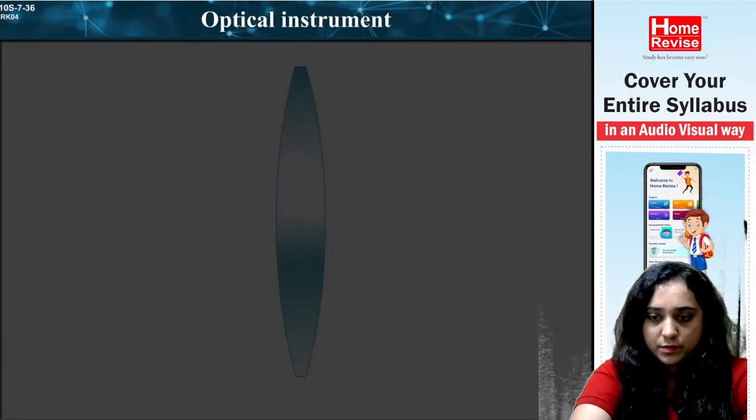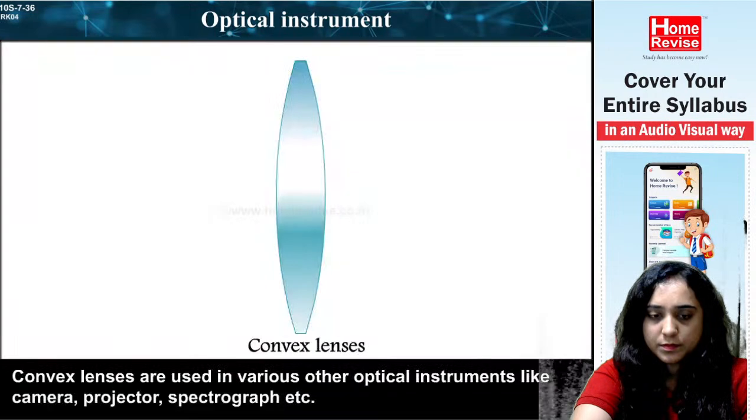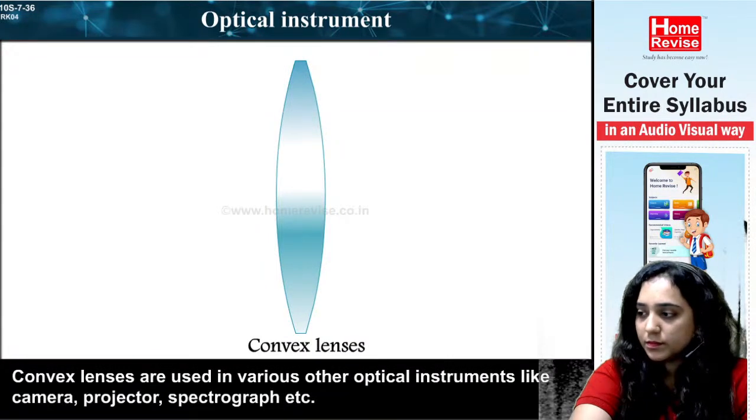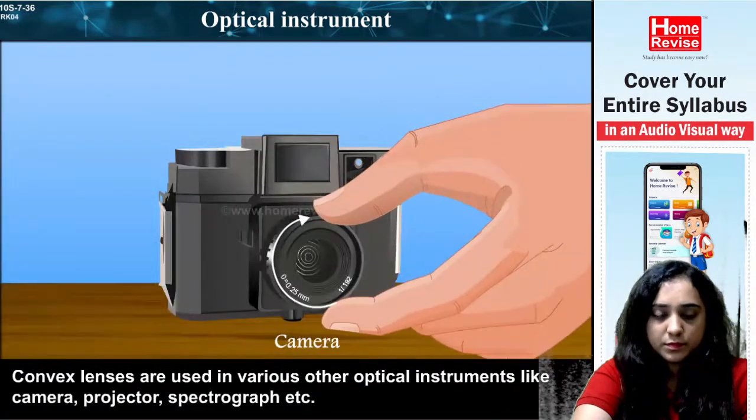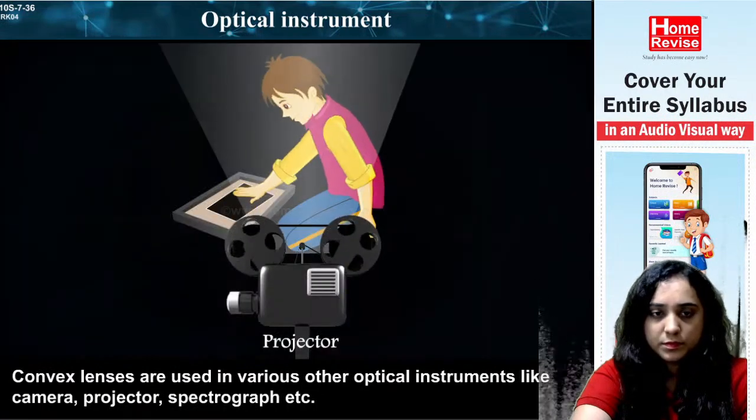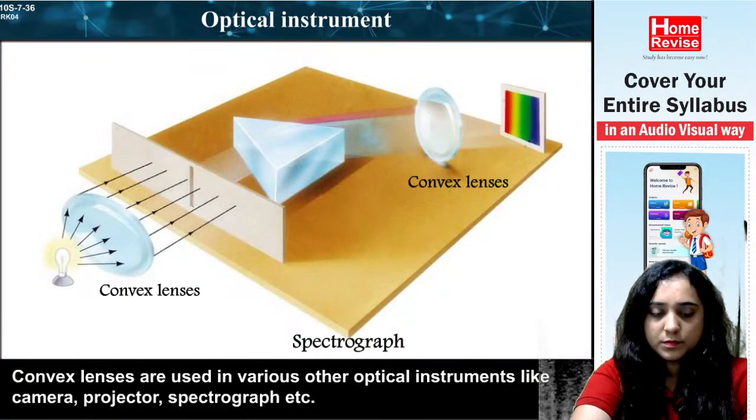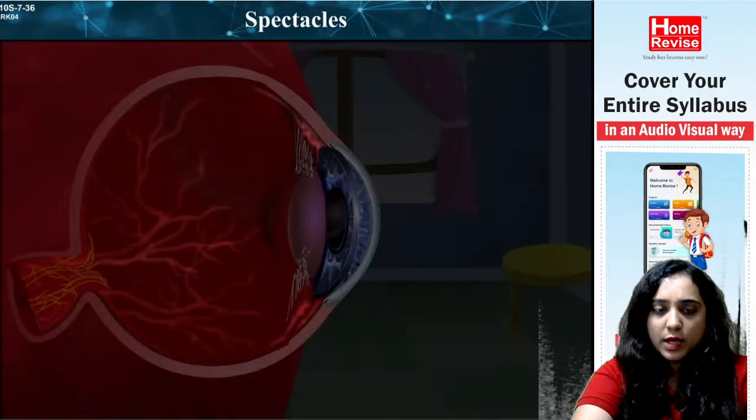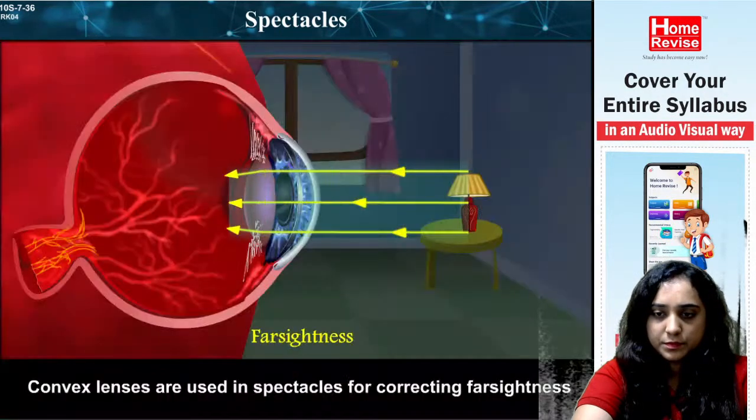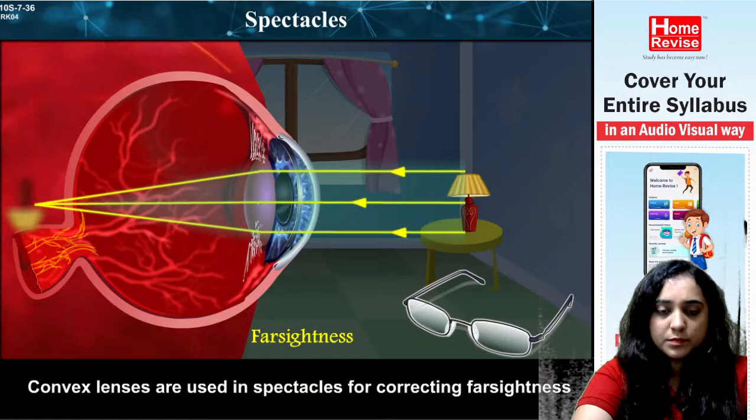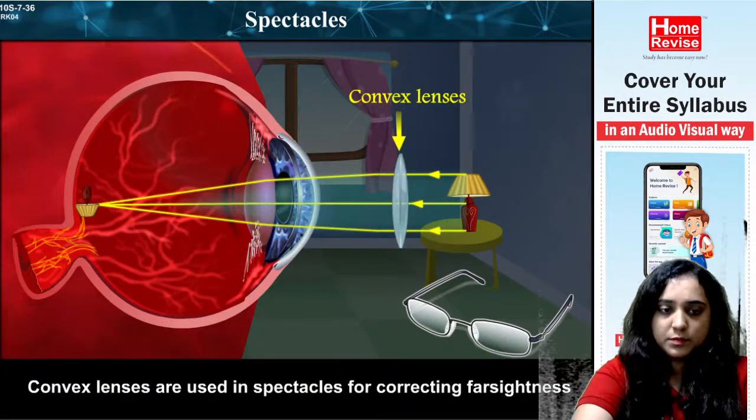Optical instrument. Convex lenses are used in various other optical instruments like camera, projector, spectrograph, etc. These are just the examples, okay? Spectacles. Convex lenses are used in spectacles for correcting farsightedness.